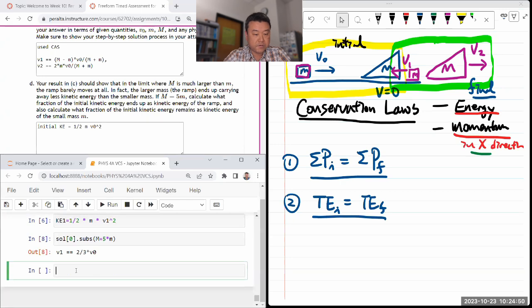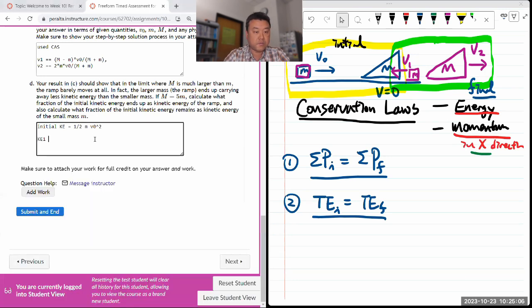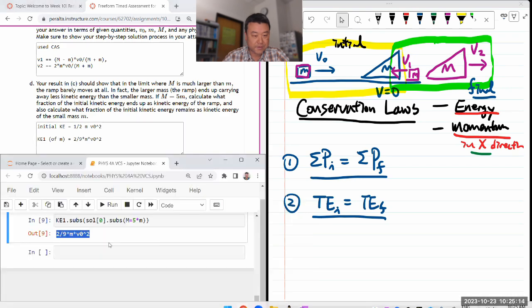What I can do is get the expression for kinetic energy 1 and substitute in this expression. That'll actually calculate the kinetic energy 1 for me. Kinetic energy 1 of that. And how much time do I have? All right, 1 minute. I think I can actually do it here.